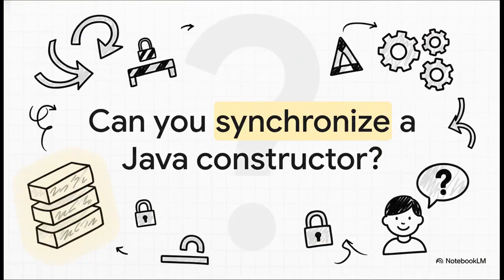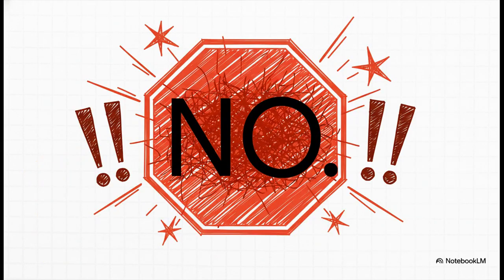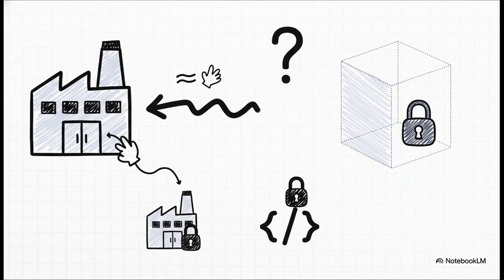And here it is, the absolute classic Java interview question. You're sitting across from the hiring manager, they lean forward, and they ask you, can you put the synchronized keyword on a constructor? What do you say? The answer is a simple, confident, and emphatic no. And here's the simple reason why.